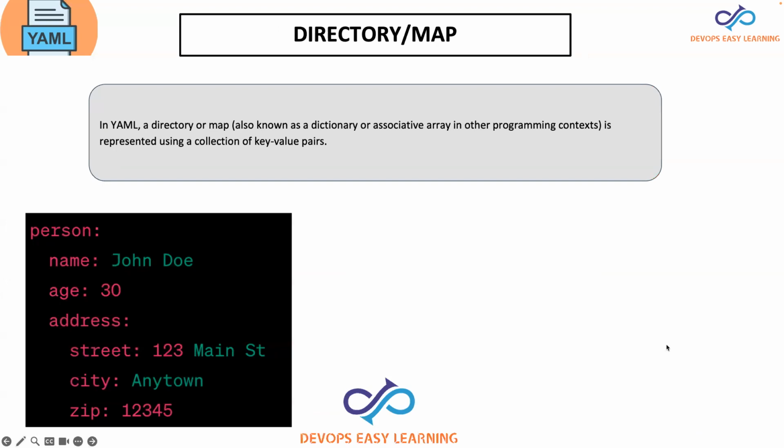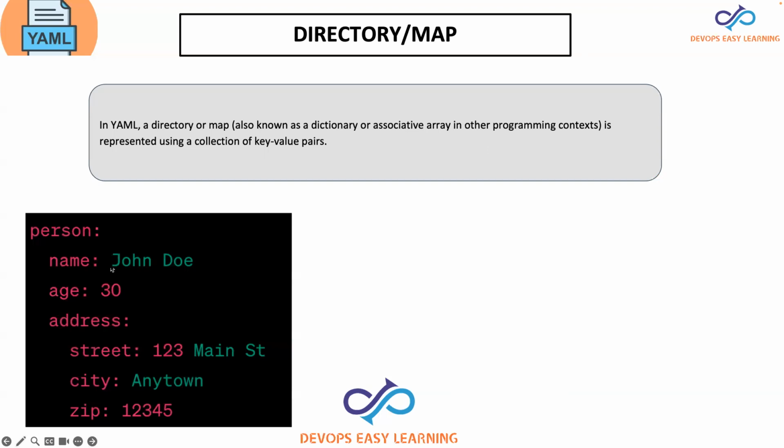Now let's start with directory maps, also called here dictionary. So we are done with the list. Now we have directory and map, also called here dictionary, for example. So here we have a dictionary. We are defining a person. Here we put his name, his age, his address, and under his address we put the street, the city, and the zip code. This is actually not a list because we are not listing the type of person.